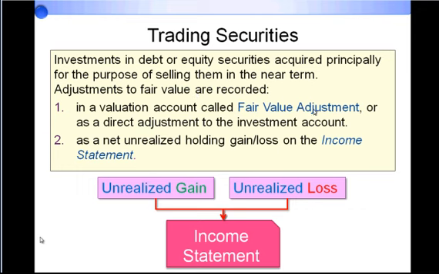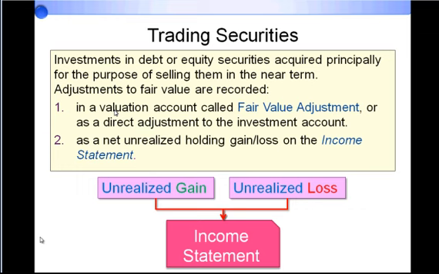So we have that fair value adjustment, and there are two ways to do it. We could have an actual valuation account, which you can consider an adjunct account or a contra account. They generally consider it an adjunct account because it adds to the fair value, or it adds to the actual cost basis of the investment. So since it's an adjunct investment account, normally that would be a debit balance because it's going to add to another debit balance.